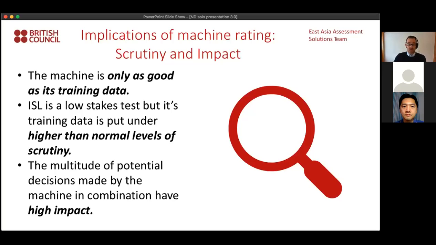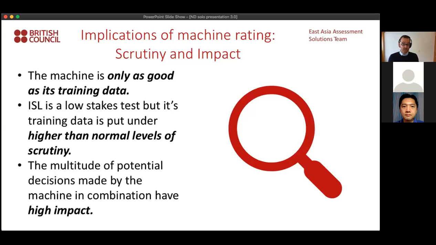In short, the machine is only as good as its training data. Although the decisions made by ISL are low impact, the machine leveraged by the app has the potential to make a huge number of decisions for a huge number of students. Therefore, combined, these decisions will likely have relatively high impact on teachers, students, parents, curriculum, and schools.